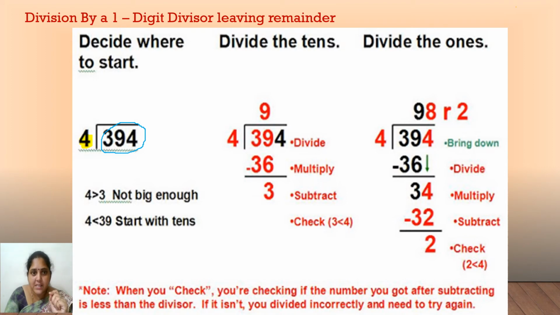Now I have to decide from where I have to start my division. So what I have to do? I have to compare the number which is in the hundreds place. We have to go from the hundreds place. So what is my number in the hundreds place? It is 3. Is 3 greater than 4? No, it is not greater than 4. So we can't divide the number in the hundreds place by 4 because it is smaller than the number 4.